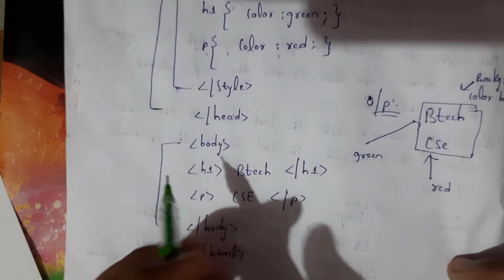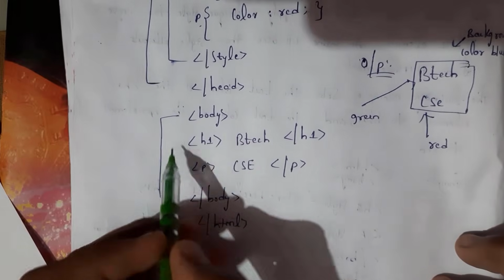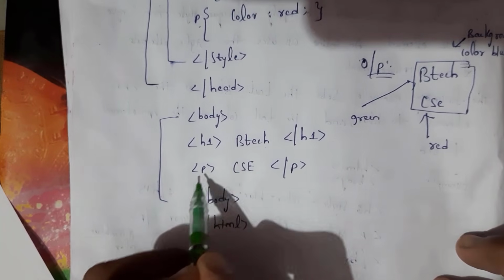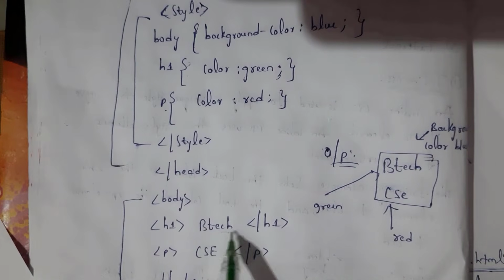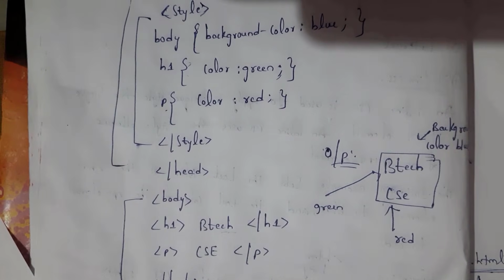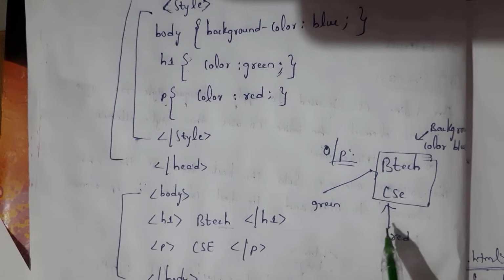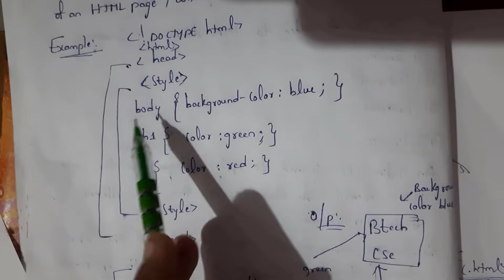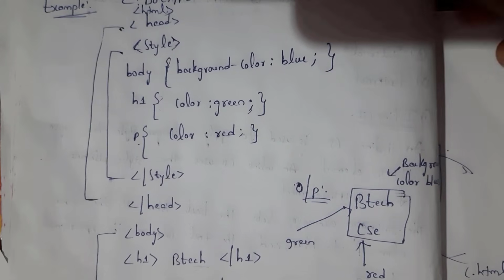I closed this head tag, and similarly I opened the body tag, and here I wrote the heading as btech and the paragraph as CSC. The heading is green color, so this btech is in green color and the paragraph CSC is displayed in red color. And here I took the background color as blue, so the background is in blue color. This is an example of internal CSS.